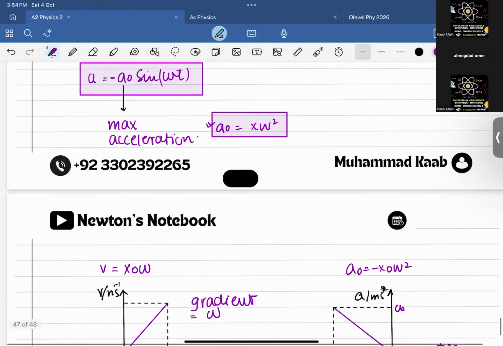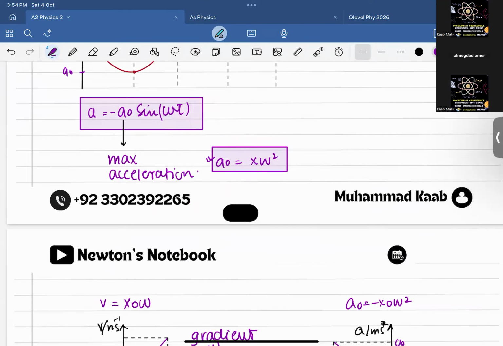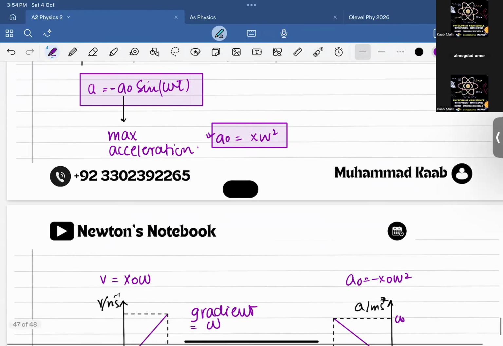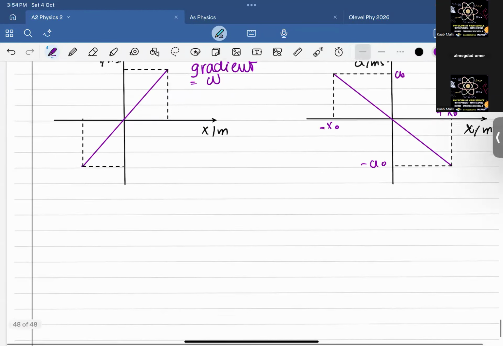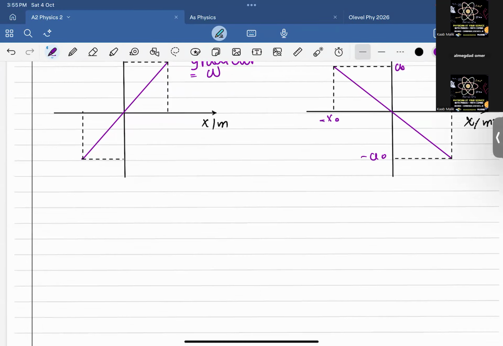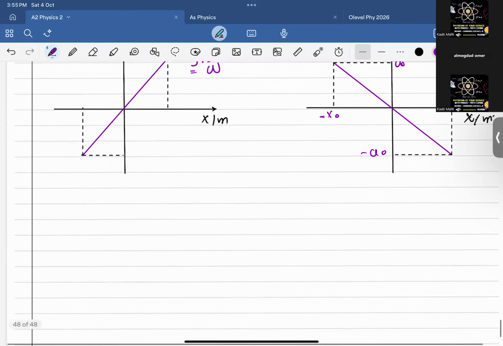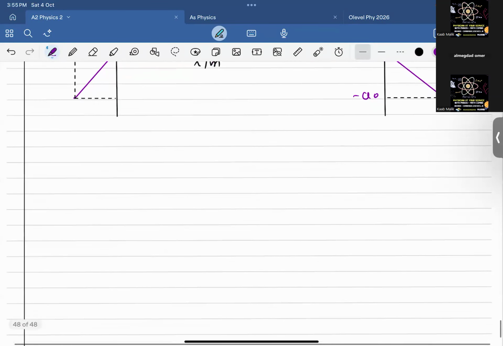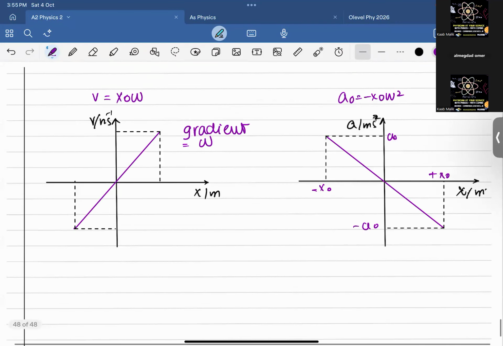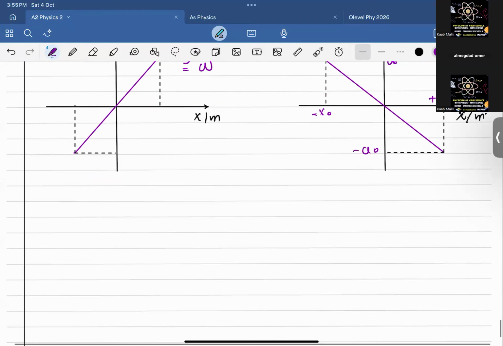Okay, so this is done. Now we have one more relation, and that relation is basically the velocity and displacement relation, in the pendulum or in the motion. It's also very, very common. By the way, over here in the second graph, the gradient is going to be omega squared, right?